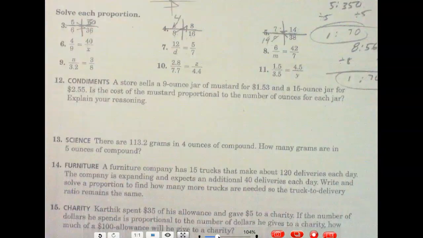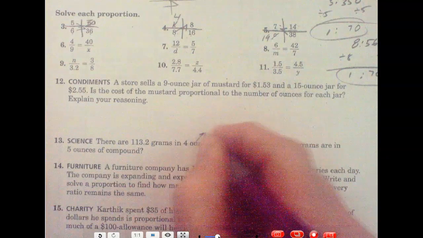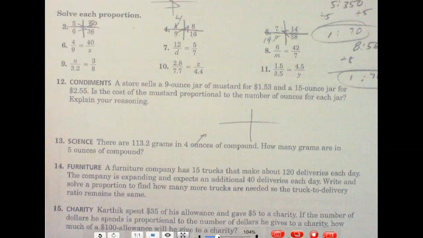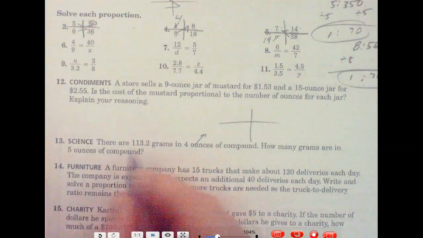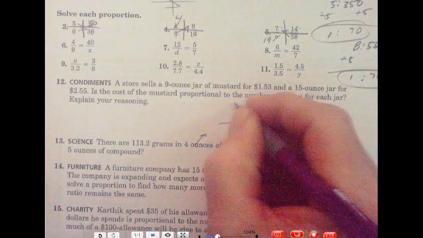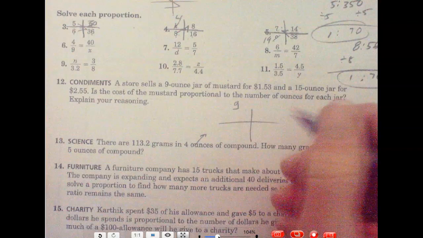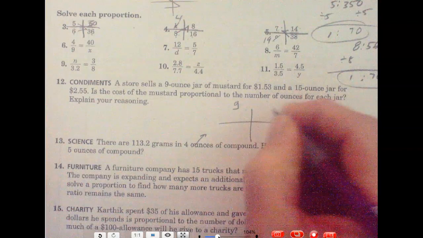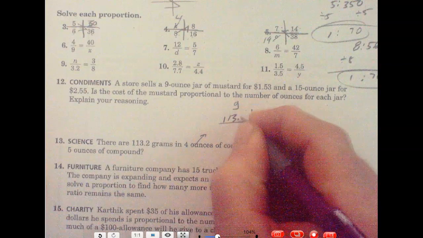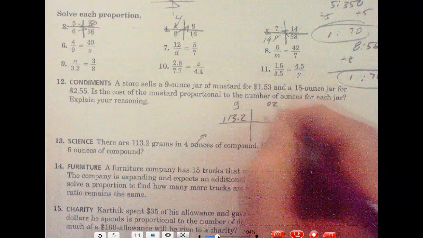Let's just do one of the word problems here. We'll do the science one. Sounds like a good one if I was going to pick one. Notice how I made a box because it's probably going to be a proportional problem here. There are 113.2 grams in 4 ounces of a compound. So here's grams, and here's of this specific compound. So it's 113.2 grams, these are ounces, and 4 ounces.